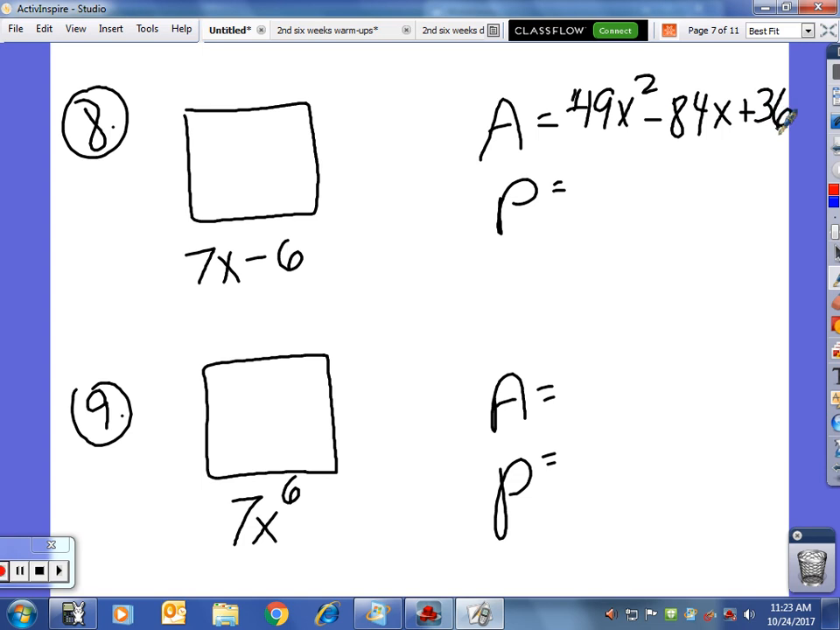Okay, this is what we just learned. You got to do 7x minus 6 times 7x minus 6. That's a binomial times a binomial. You should get 4 little products.